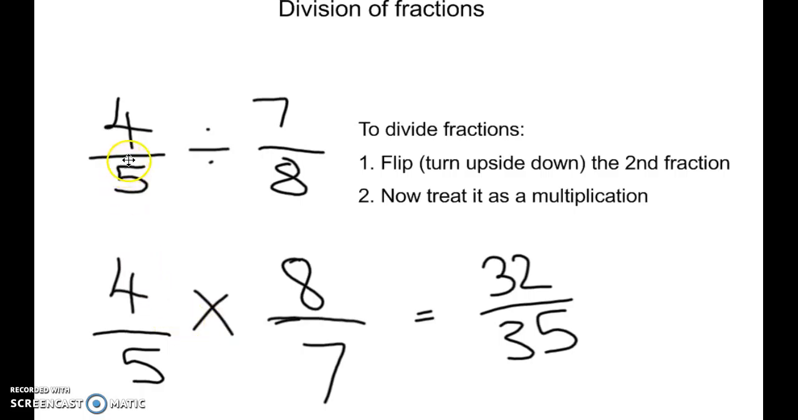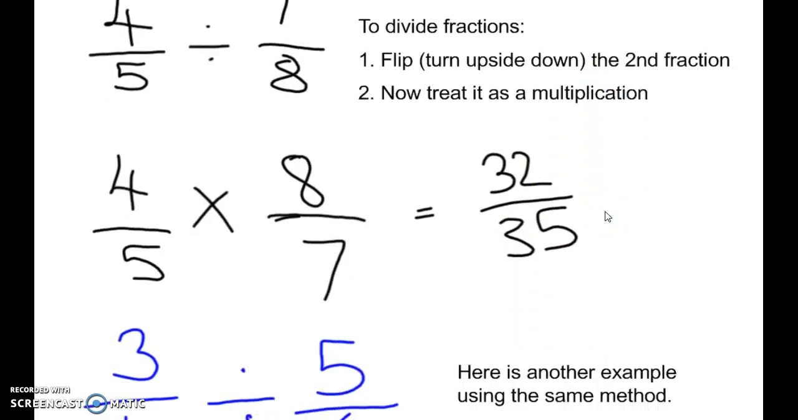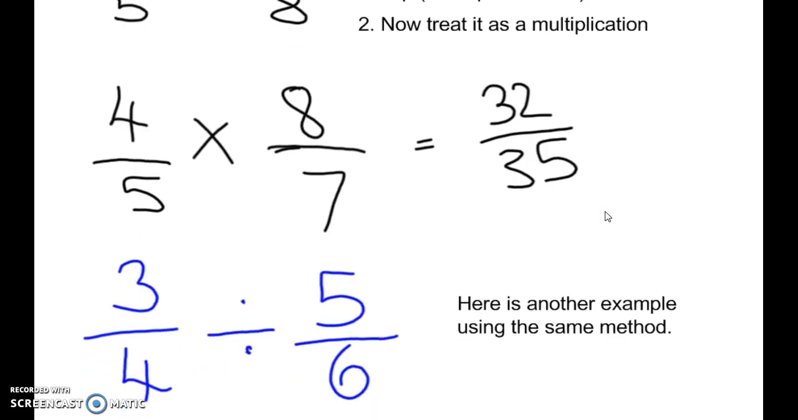So 4/5 divided by 7/8 becomes 4/5 times 8/7. And because we already know how to multiply fractions, 4 times 8, 32, 5 times 7, 35. The answer is 32/35. Okay, if I scroll down here, here's another one. Have a go at that, please. If your teacher pauses the video, then we can check your answer.